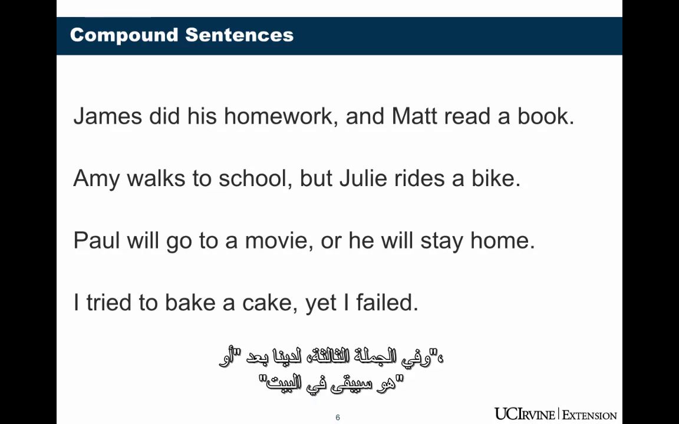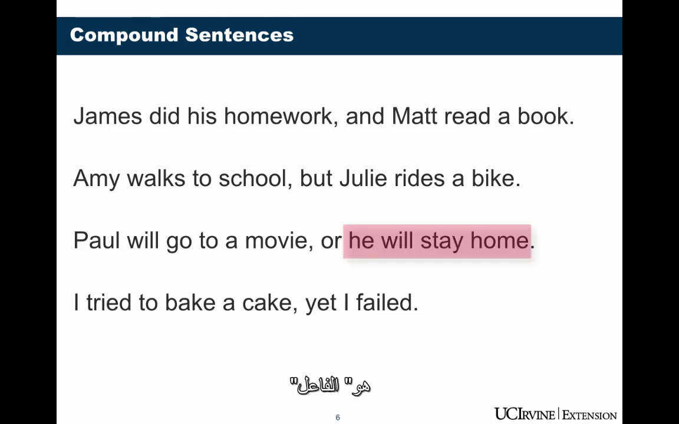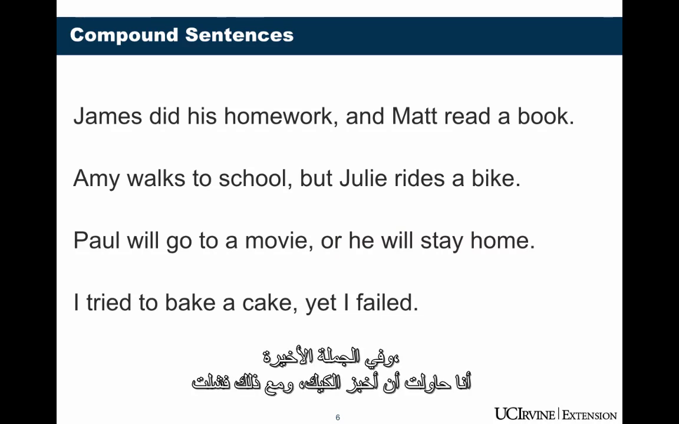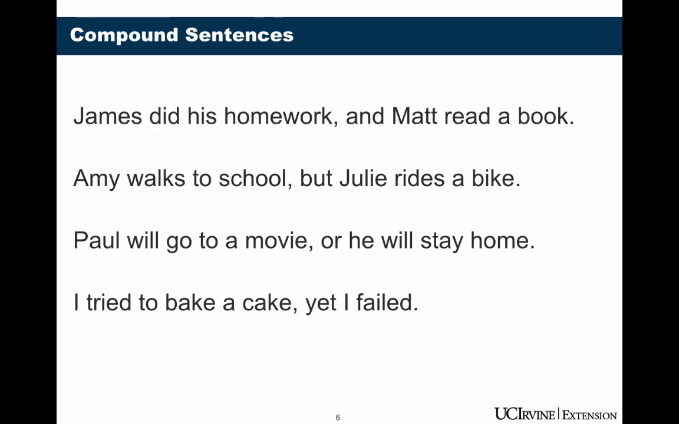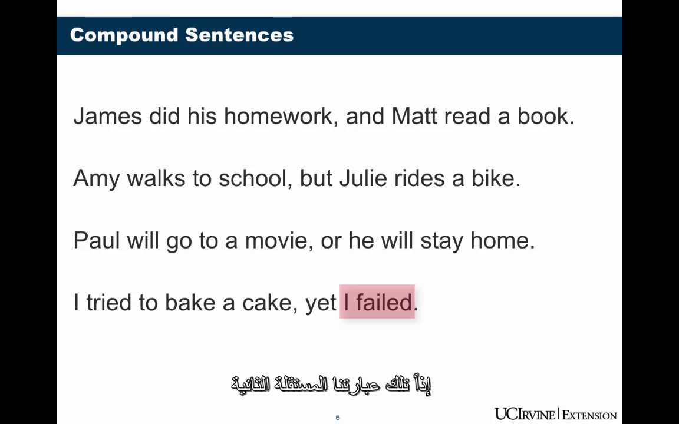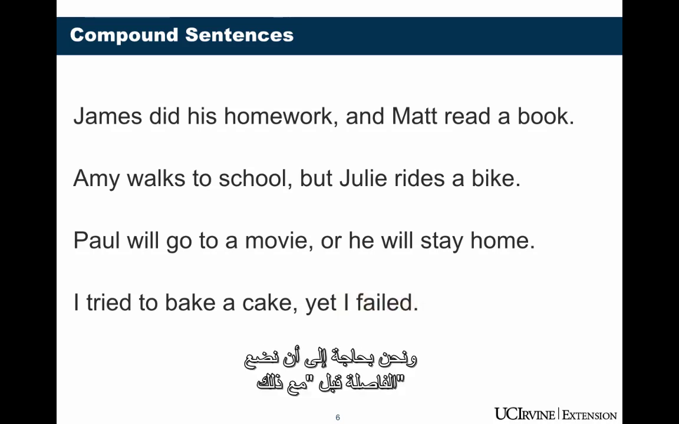And on the third one, after or, we have he will stay home. He is a subject, will stay is the verb. That is a complete sentence. So now I have to put that comma in front of or. And on the last sentence, I tried to bake a cake, yet I failed. What do we have after yet? We have the subject I and the verb failed. That's a sentence. It's very short, but it has a subject and a verb. So that is our second independent clause, and we need to put the comma in front of yet.